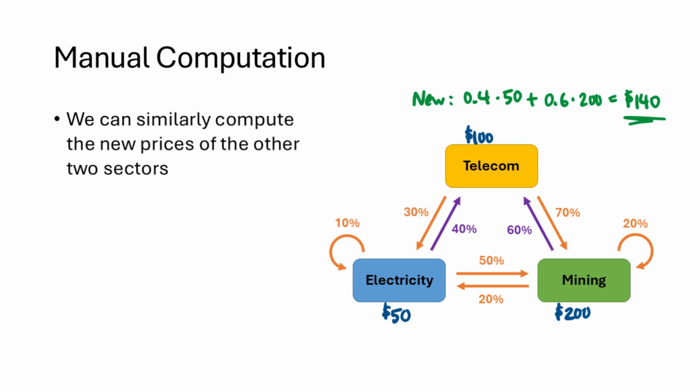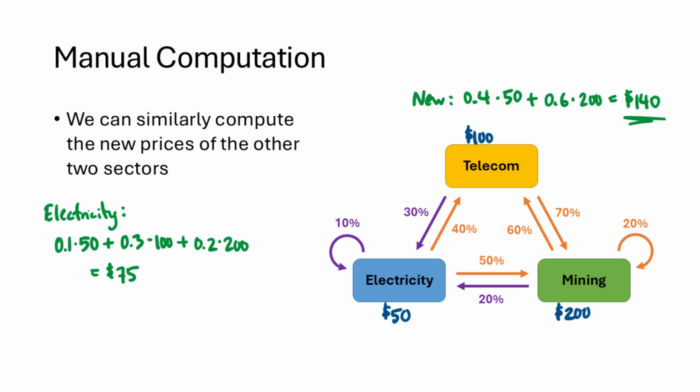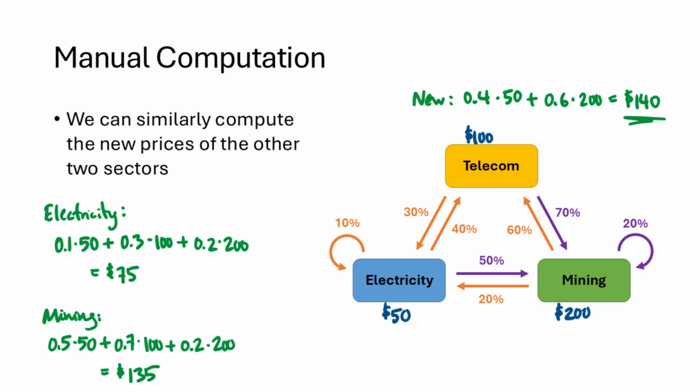Similarly, we compute the values of the other sectors. The new value of electricity is 10% of itself, 30% of telecom, and 20% of mining. We compute that to get the new value of $75. And then we do something similar to figure out the new value of mining. That's 50% of electricity plus 70% of telecom plus 20% of mining, which adds up to 135.